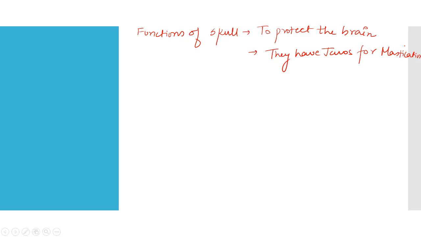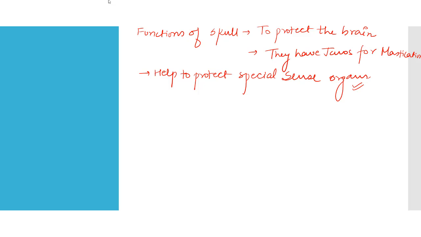It also helps to protect and support the special sense organs. This function is carried out by nasal and auditory capsules and orbits. Okay. The skull also provides the rigid wall of the respiratory passage through which air is inhaled into the lungs. The hyoid apparatus protects and supports the throat.